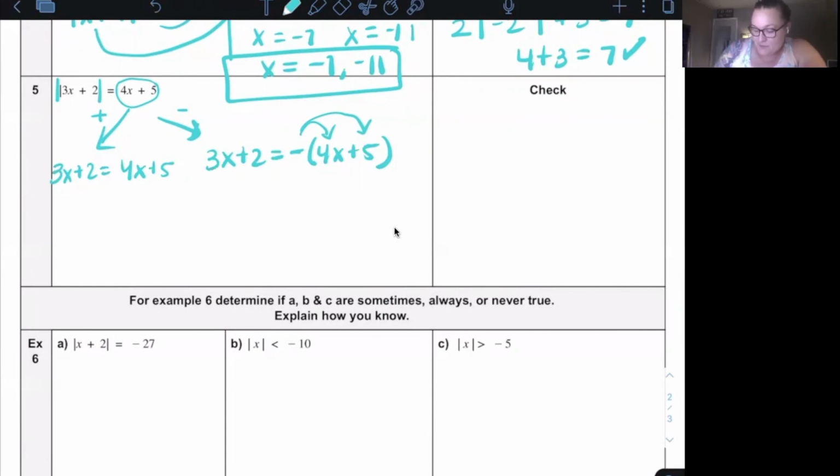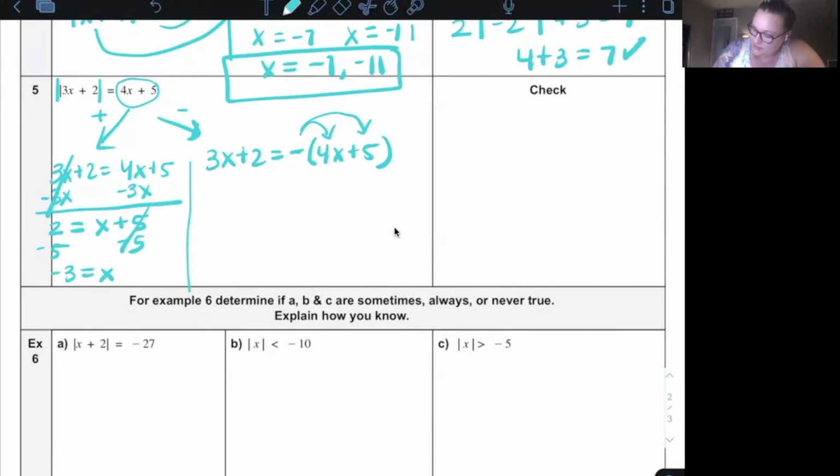Okay, so the first step I'm going to do is subtract 3x from both sides. I'm going to get 2 is equal to 4x minus 3x, which is x, plus 5. I'm going to subtract 5 from both sides. So 2 minus 5 is negative 3 equals x.